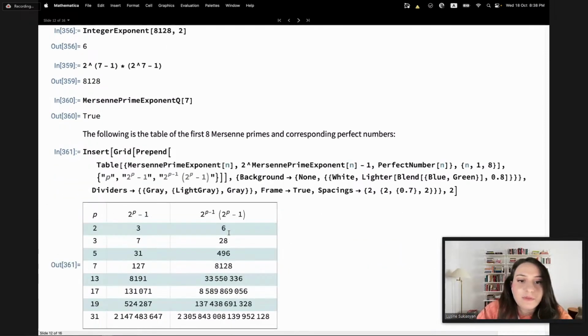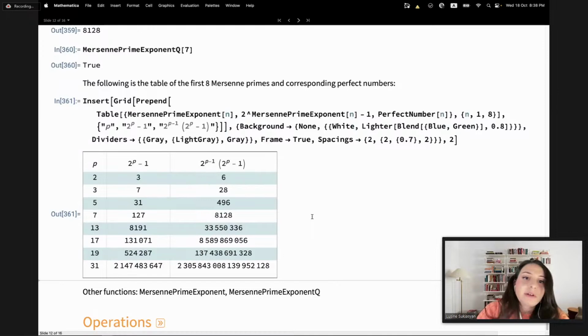Here is the table of the first 8. You can compare Mersenne primes and corresponding perfect numbers. These are perfect numbers, and this is their corresponding Mersenne primes. And the other functions here are Mersenne prime exponent, Mersenne prime exponent Q.